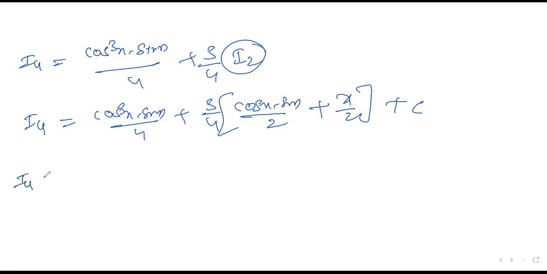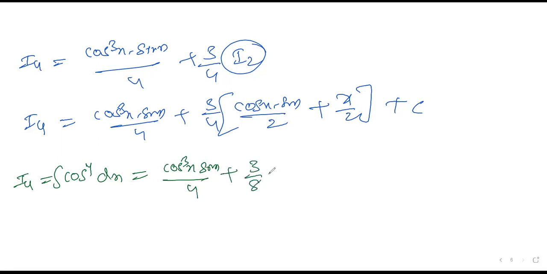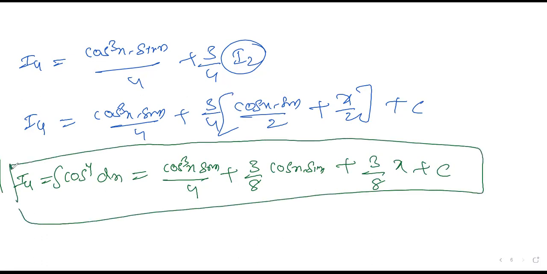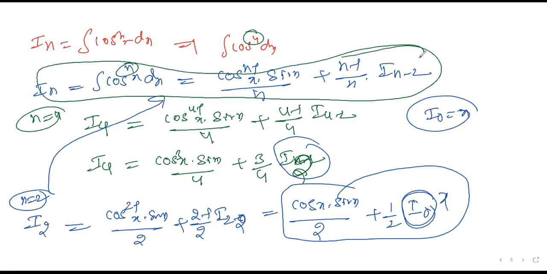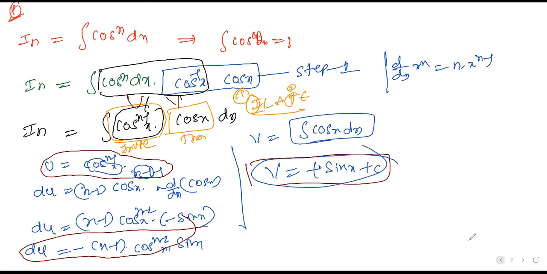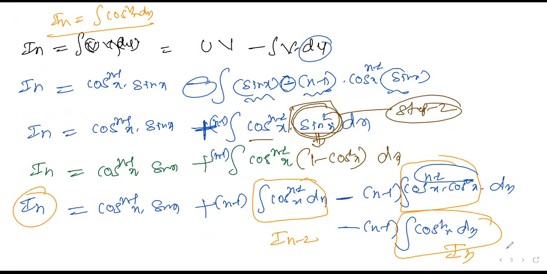So I_4, this is nothing but integration of cos^4 x dx. The answer is cos cube x sin x by 4, then 3 by 8 cos x sin x, then 3 by 8 x plus c. This is the final answer. Integration of cos^4 x dx we are finding by using the formula. In the examination, if you are unable to remember the formula, the better way is to go and find out this proof step by step. Step 1 what, step 2 what, step 3 what. Every step you need to find out.